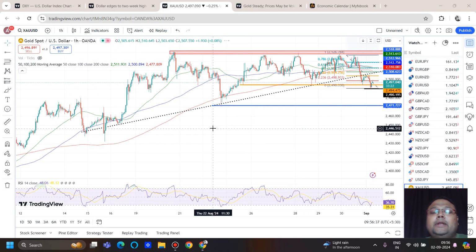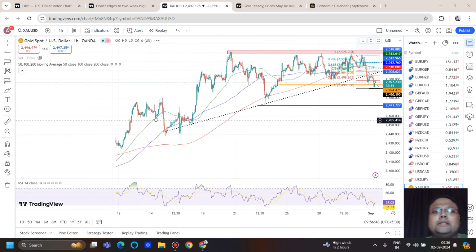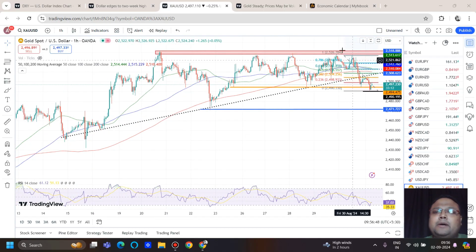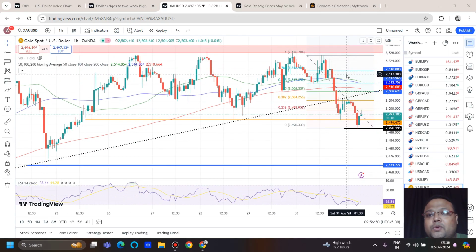If you are holding a buy position as a positional trader, if you're holding a long position, you can still hold because we can see that the overall trend is still up, but at this moment the market is a little sideways.